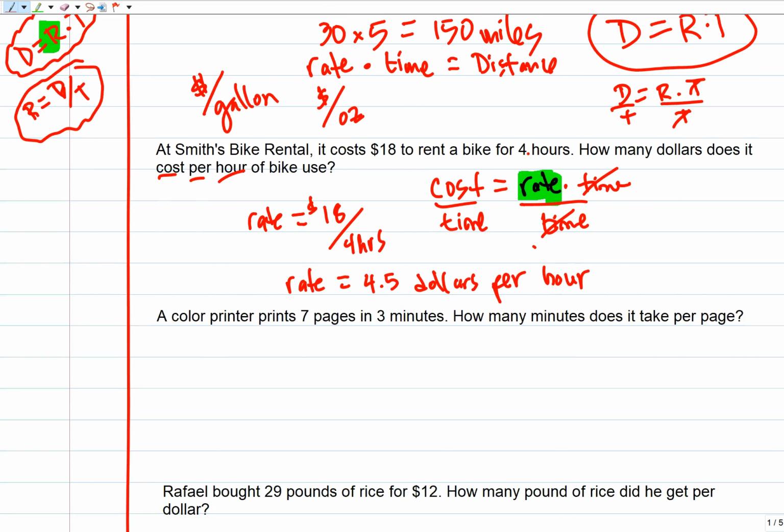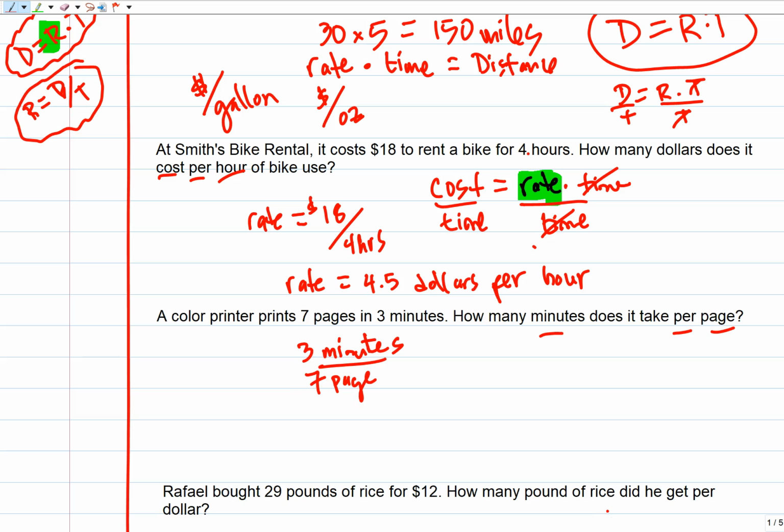A color printer prints 7 pages in 3 minutes. How many minutes does it take per page? They want the minutes per page. I don't need to set up a DIRT equation, or this one was a KURT, I guess, with a C, I don't know. But the idea is I don't need to set that up. They're asking for the rate, and they said minutes per page. So what goes on top? Minutes per page. What numbers did they give us? 3 minutes, 7 pages. Okay, no, I think that's right.